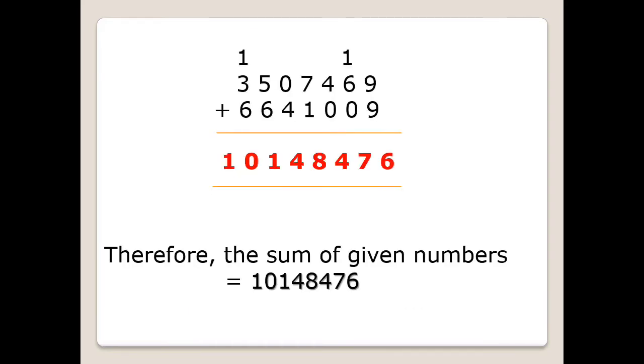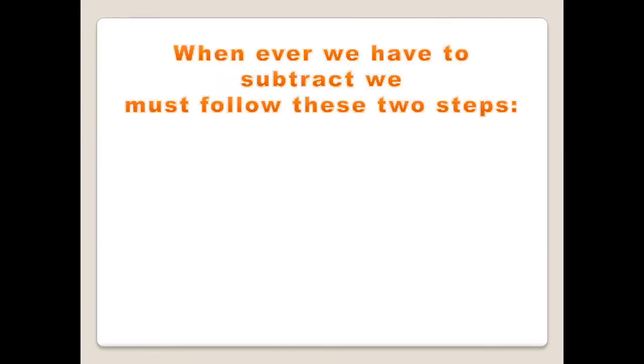The answer is 1 crore 1,48,476. Therefore, the sum of given numbers is 1 crore 1,48,476. Now let's move towards the subtraction. Whenever we have to subtract, we must follow these 2 steps, or we can say that we have to follow these 2 rules. These are the rules which we have to follow during subtraction.